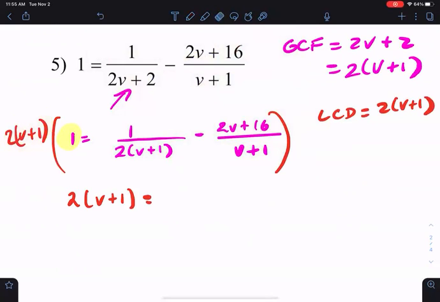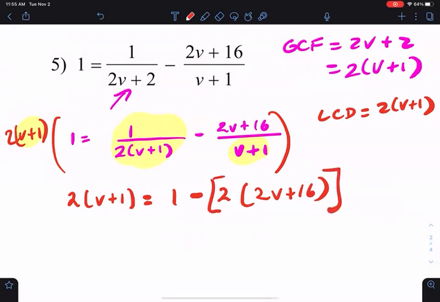Then you do this. This times this. That's going to be 1, right? That cancels out entirely. Minus, now you think about this. This and this cancel, right? So you have the 2 left over. So basically you have 2 times 2b plus 16. Now, to emphasize that I need to multiply that sign twice, I'm going to put a bracket here, okay?